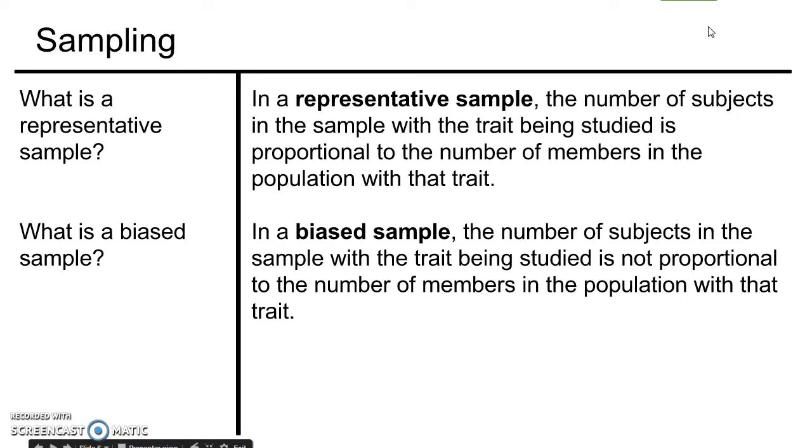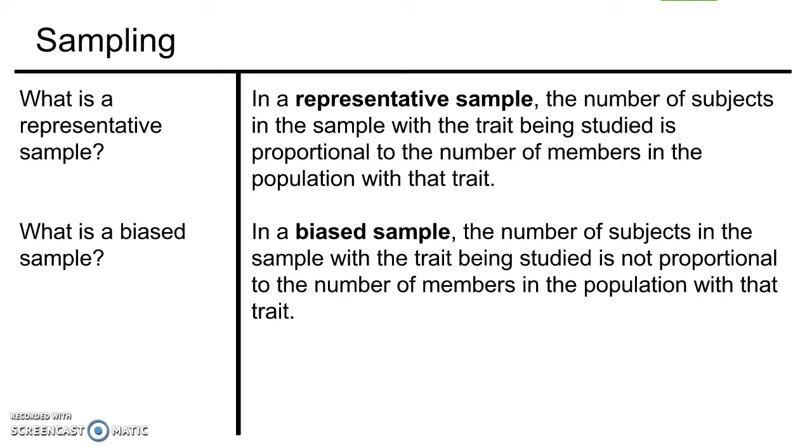All right, next 2 definitions, press pause and copy these down. I'm going to read them to you as you're copying. What is a representative sample and what is a biased sample? In a representative sample, the number of subjects in the sample with the trait being studied is proportional to the number of members in the population with that trait. We want it to represent the entire population.